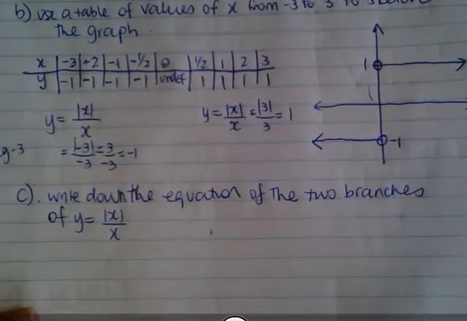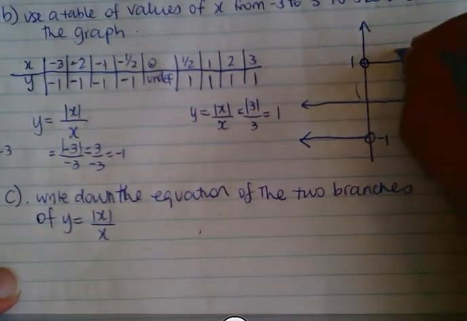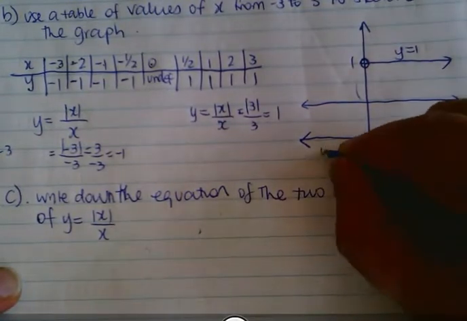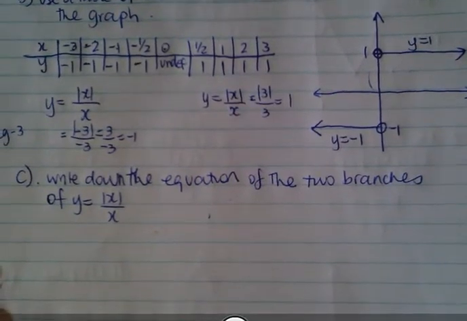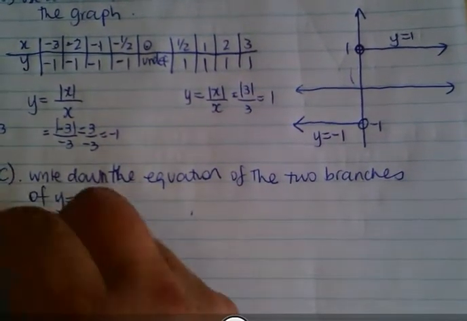So you can see what they are. The equation of this line is y equals 1, and the equation of this line is y equals -1. But I'm just going to show you how you can do that algebraically down here.